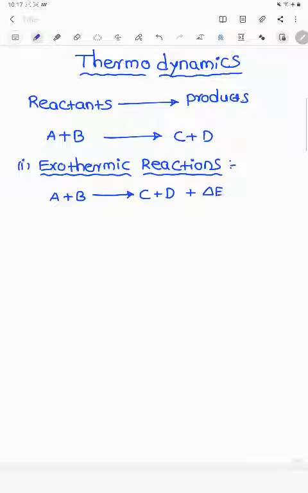Here delta E is negative. Similarly, delta H is also negative for all exothermic reactions. A to C plus D, here the change in enthalpy delta H is negative. Exothermic means in a chemical reaction, reactants are converted into products with the liberation of heat. For all exothermic reactions, the change in internal energy delta E as well as the change in enthalpy delta H is negative.